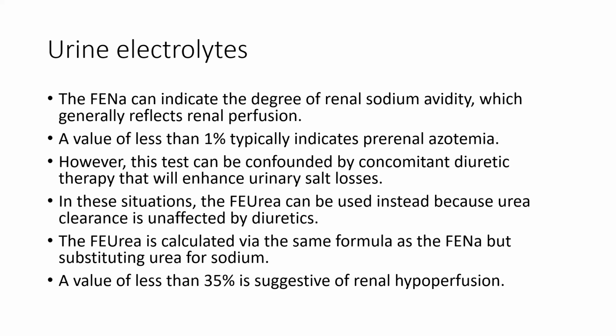In this situation, the fractional excretion of urea can be used instead because urea clearance is unaffected by diuretics. The fractional excretion of urea is calculated via the same formula as fractional excretion of sodium, but substituting urea for sodium. A value of less than 35% is suggestive of renal hypoperfusion.